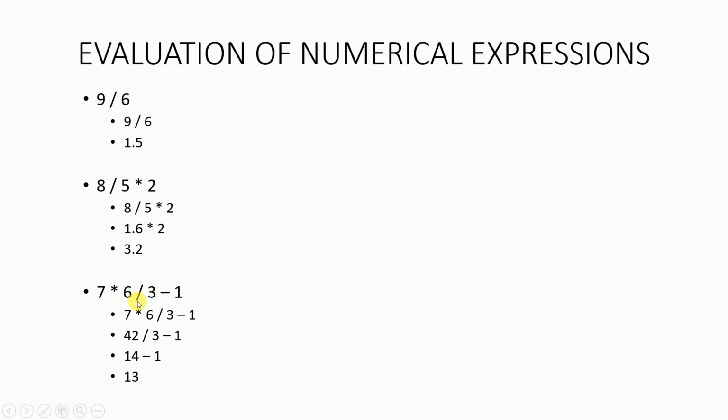And you have multiplication, division and subtraction. So multiplication and division have equal priority, but higher priority compared to subtraction. And when you have two operators with equal priority, you have to go from left to right. So 7 into 6 is 42, and then 42 by 3 will be evaluated, that is 14, and 14 minus 1 is 13.